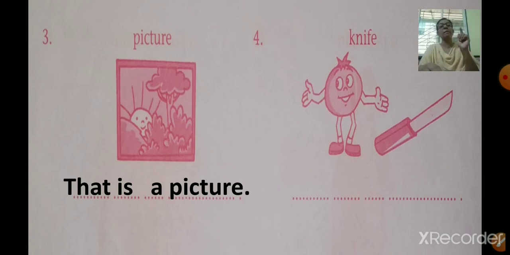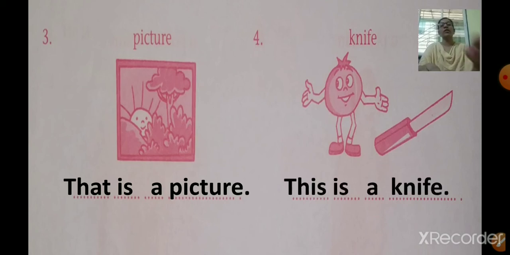That is a picture. Now see the knife. Where is the knife? The knife is near to the tomato. So what will you write here? This is a knife. That is a picture. So when you are pointing to the far object, we are using that. When you are pointing to the near object, we are using this. Okay? All are going to write the answers in your book. Next one.